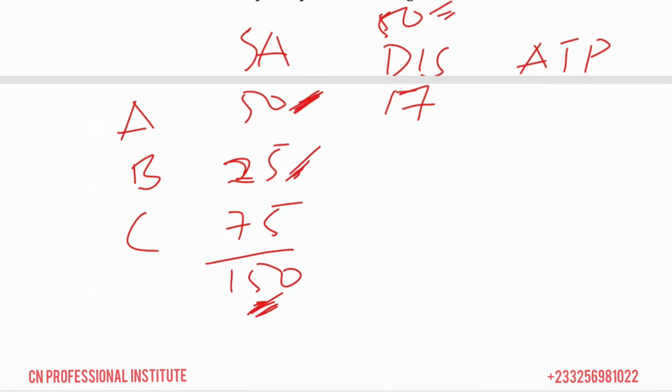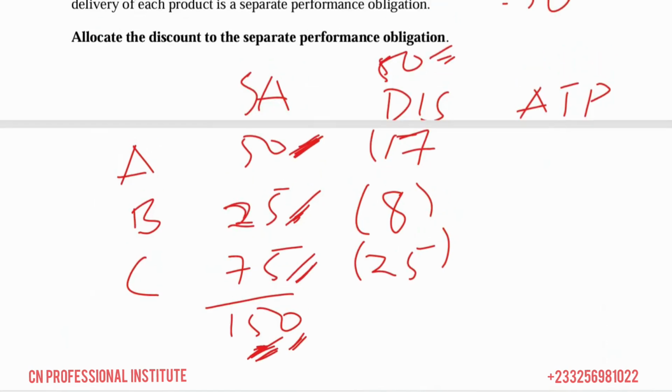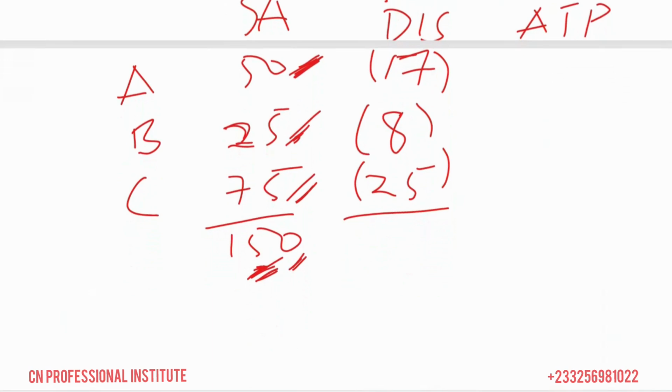Then when it comes to B, take 25 divided by 150 and multiply by 50. And that will give you 8. And when you come to C, it is 75 divided by 150 times the discount 50. And that will give us 25. So can you see we are sharing the discount? If you like, sum all the discount: 17 plus 8 plus 25 should give us the discount, which is 50.